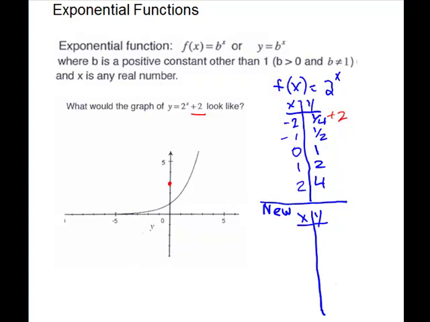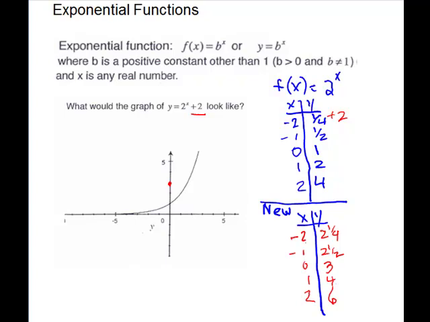This point is easy to shift. Otherwise, I'm going to go to the table. So for my values, I had negative 2, negative 1, 0, 1, 2. Those are not changing. This one I have 2 and 1/4. 2 and 1/2. 2 plus 1 is 3. 2 plus 2 is 4. And 2 plus 4 will be 6.